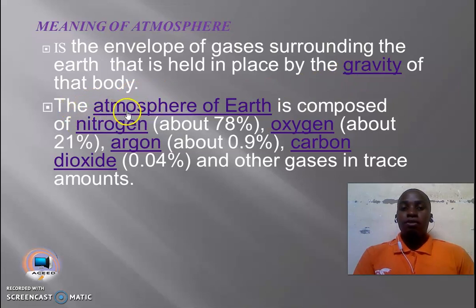We are told that the atmosphere of the earth is composed of nitrogen, which forms about 78%. Oxygen takes about 21%. You find that the amount of nitrogen in the atmosphere is the largest, but the amount of oxygen is 21%, which is very important for human beings. There is also argon, which takes about 0.9%, and carbon dioxide, which takes 0.04%, and other gases in trace amounts.